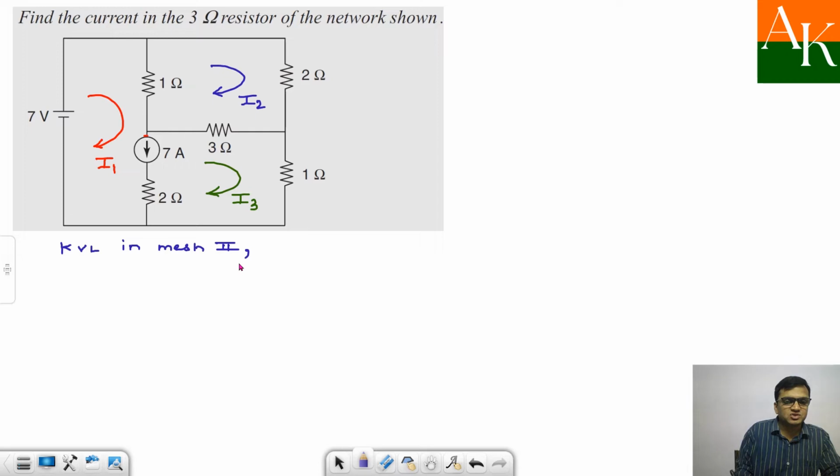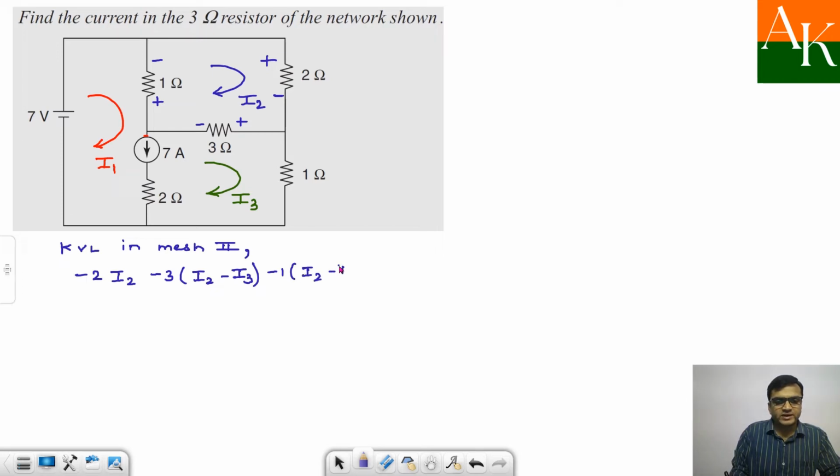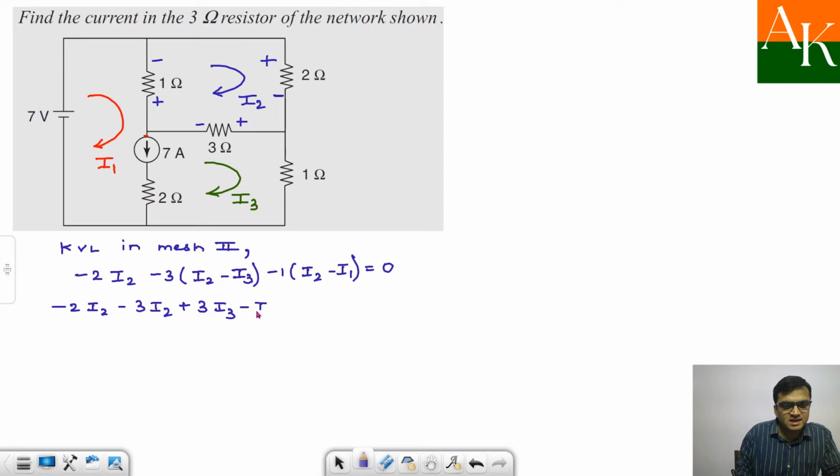KVL in mesh 2. Before applying KVL, you need to assign the sign for the voltages developed across the resistances. So I'm starting at this point. Minus 2I2, minus 3 times (I2 minus I3), minus 1 times (I2 minus I1). We have become experts in applying KVL in a mesh after watching the lectures on mesh analysis. So here you will have minus 2I2 minus 3I2 plus 3I3 minus I2 plus I1 is equal to 0.